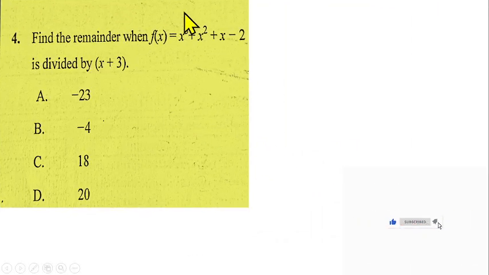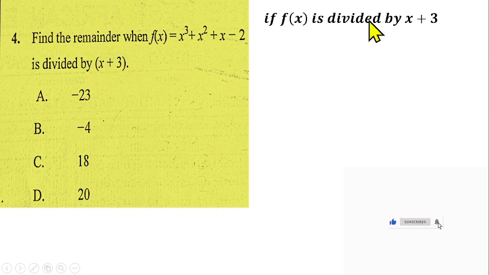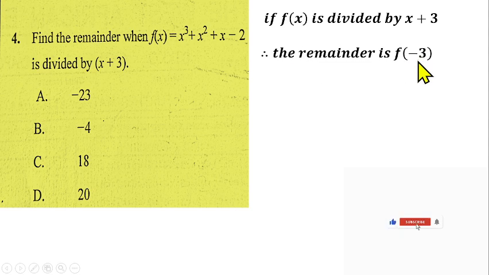Question number 4 is from polynomials. We have to find the remainder when f of x equals x cubed plus x squared plus x minus 2 is divided by x plus 3. Like I said, the question is from polynomials, so you can apply the remainder theorem here. That means the remainder of f of x when divided by x plus 3 should be f of minus 3. If I substitute minus 3 into this, it should give me the remainder, instead of doing the long division method.